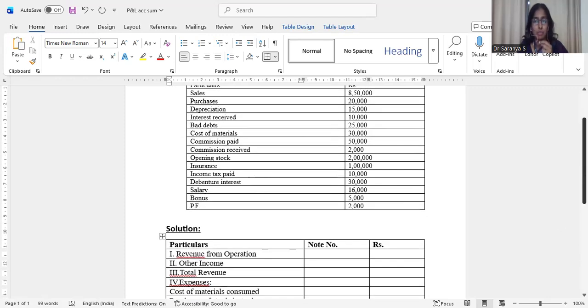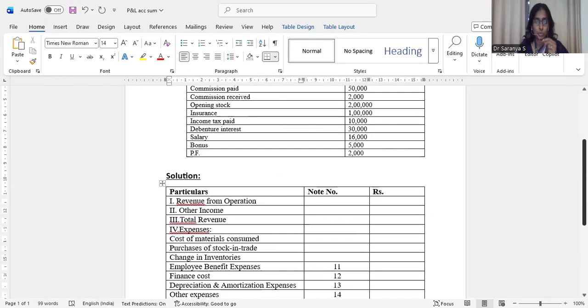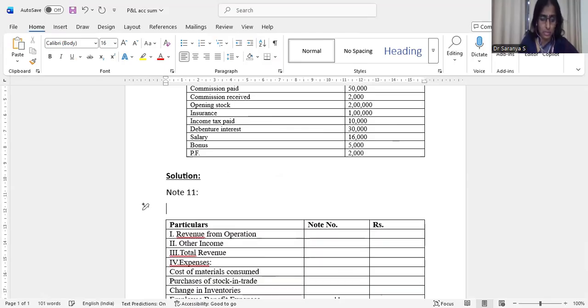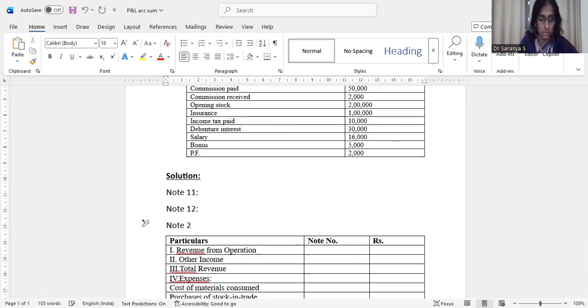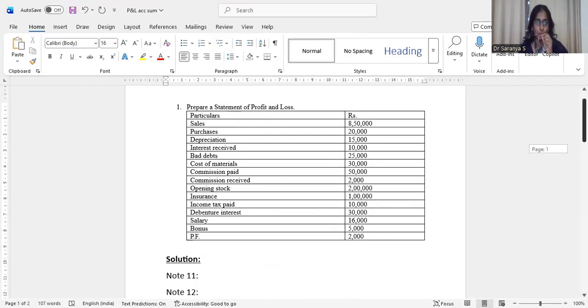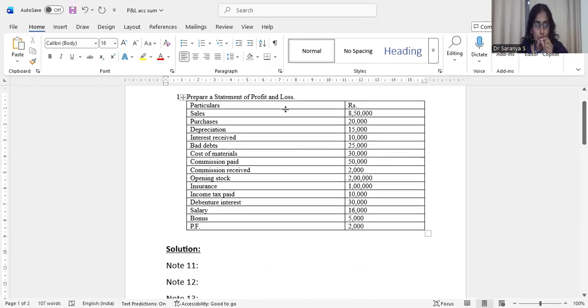Now we will go through it item by item. Here we have different notes, correct? We have to find out how much note number 11 is, note number 12, note number 13, and note number 14. If we are able to find this, then we just have to put all the figures in the template. Now prepare a statement of profit and loss account. Particulars and amounts are given here.